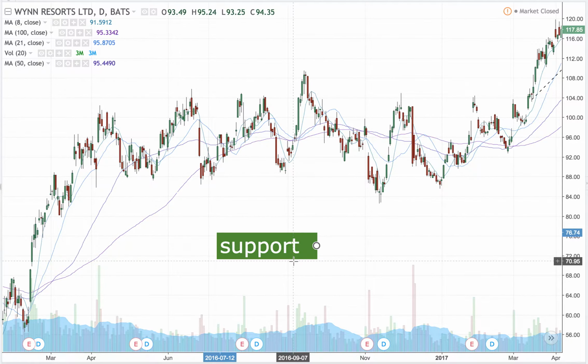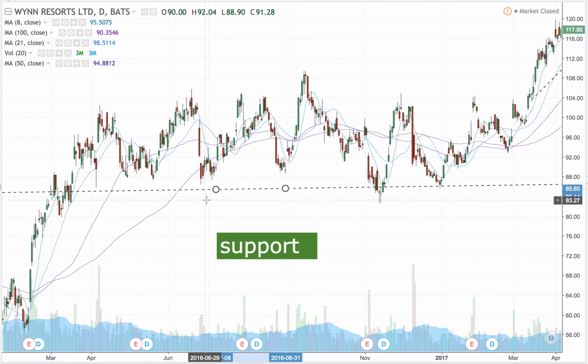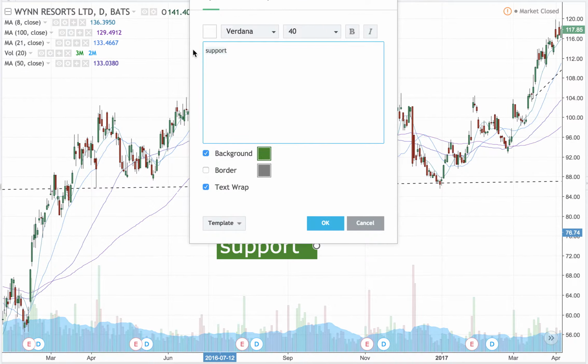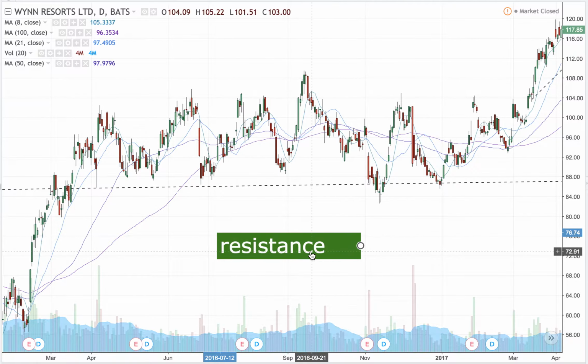Support is an area on a chart where buyers are holding the price from trending lower. As we can see, this area down here, the buyers are preventing the price from going lower, and they're pushing up every time, every time. Resistance is just the opposite.